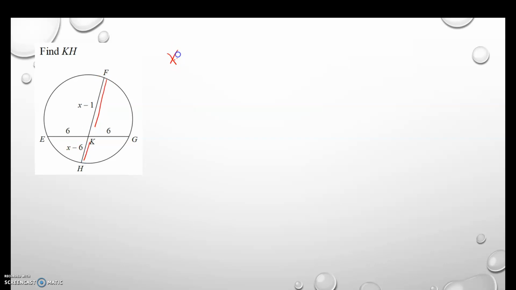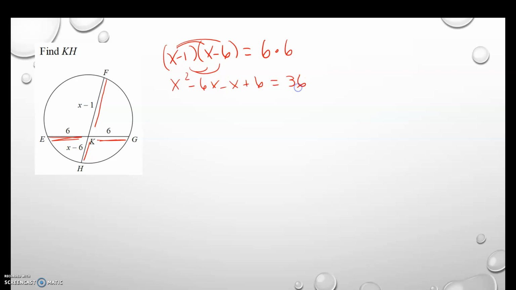So I have x minus 1 times x minus 6, and that's going to be equal to EK times KG, so 6 times 6. And distributing here, I'm going to get x squared minus 6x minus x plus 6, and that is equal to 36. So I'm going to combine my like terms, x squared minus 7x, and then I'm going to subtract 36 from both sides. So 6 minus 36 is going to give me negative 30, and that is equal to 0.